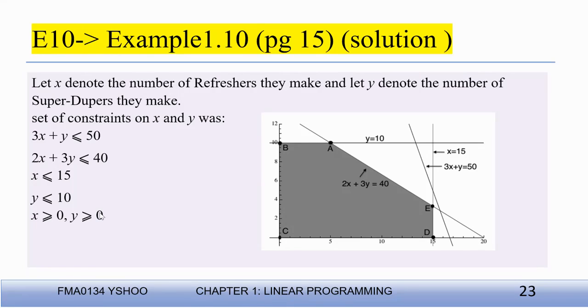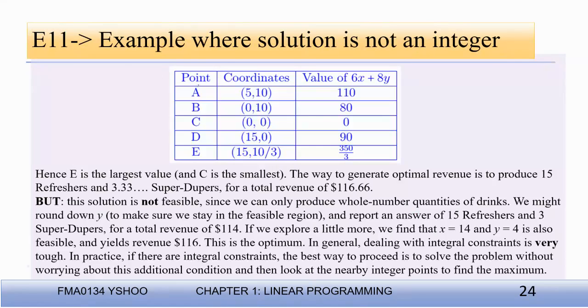So you sketch everything. How many corner points do you get? 1, 2, 3, 4, 5. You have 5 different corner points. You substitute each into 6x + 8y. Like I said just now, you can show how to calculate, or you can straight away key it into your calculator, it also doesn't matter. Then it says that hence E is the largest value. This is the largest value here.